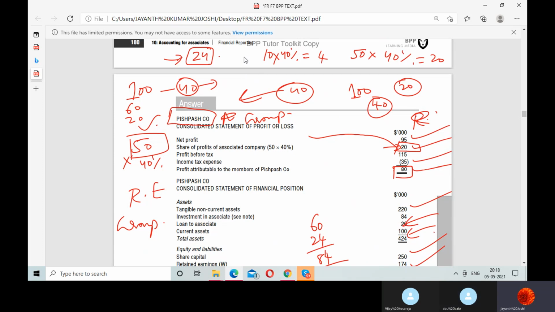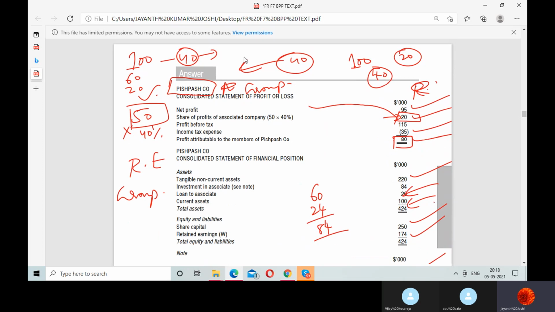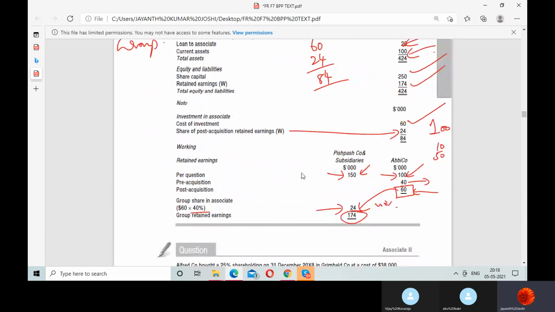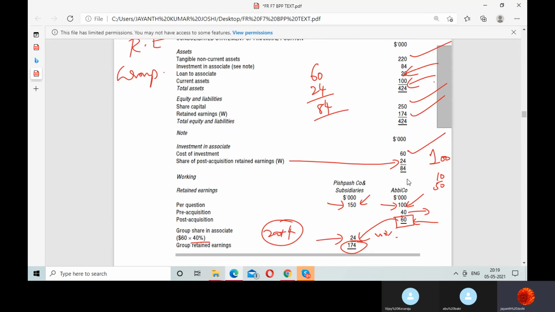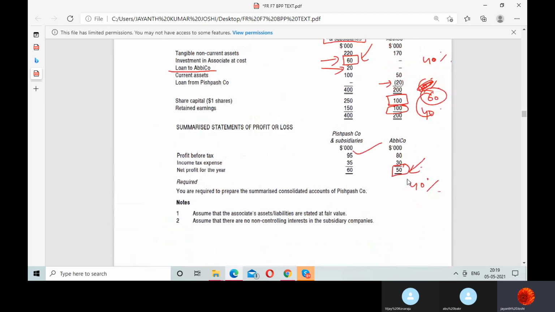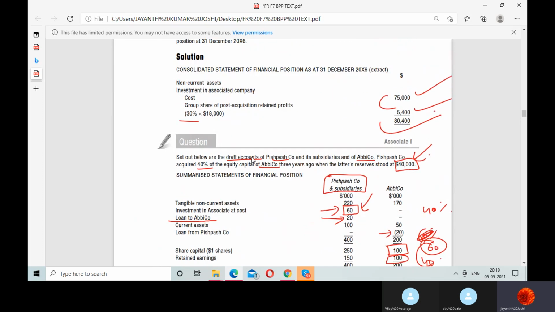Okay. So are you writing something extra to their balance? No, you are writing this 20 which they got from the share of the profit and 4 extra. That is the extra amount in the retained earnings balance of the associate. That also the parent should get, right? Correct. This is a draft statement actually. Assume that the associate's assets and liabilities are stated at fair value and assume that no NCI is there. And you have to prepare a summarized consolidated statement of financial position, and this is a draft account.